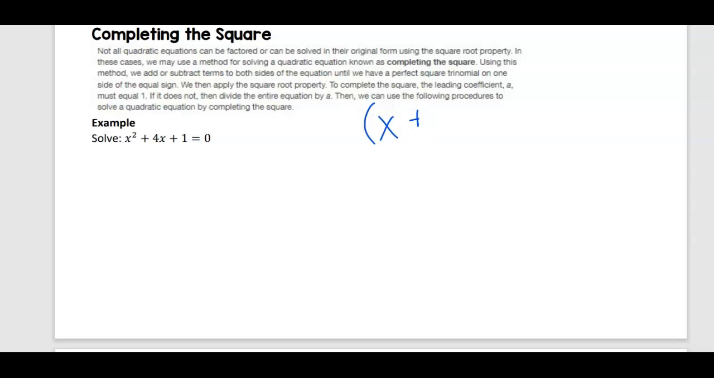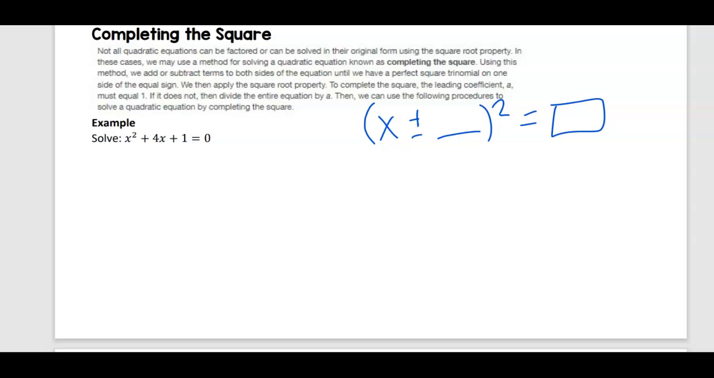x plus or minus something squared equals another number over here. Then we can use the square root property and solve this for x. So let me go through this process and how we are going to do it with our example right here.